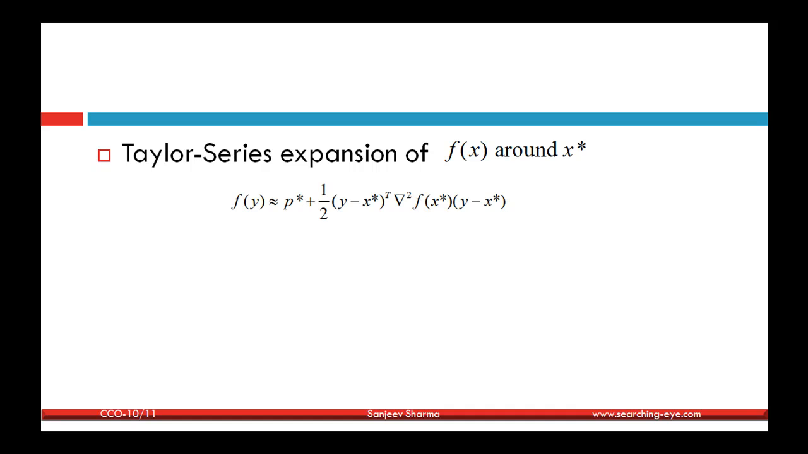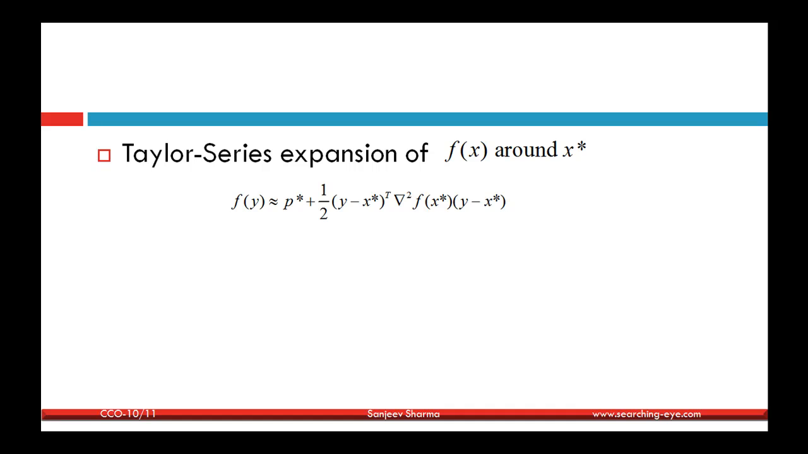So here we will do the Taylor series expansion of the objective function f of x around the optimal solution x star. The Taylor series expansion of f of x near x star is given as f of y, which is approximately equal to p star plus half of y minus x star transpose times Hessian of the objective times y minus x star, where we have used that the gradient of f at x star vanishes. Therefore del f of x star transpose times y minus x star is equal to 0, since the gradient is 0.